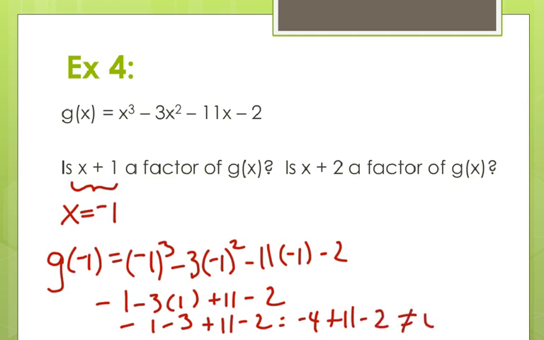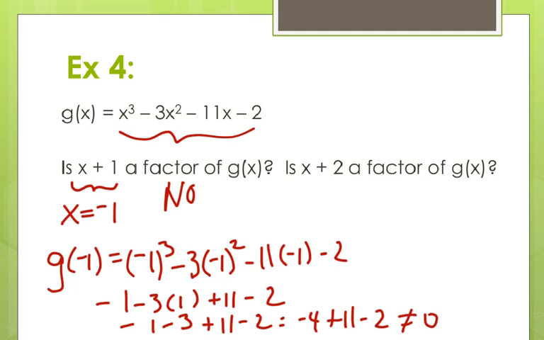It's not equal to 0, and right now it doesn't really matter what else it is. We just know it's not equal to 0, so the answer to that is no. x plus 1 is not a factor, and that just tells us that the graph of x to the third, this right here, is not going to cross the x-axis at -1.